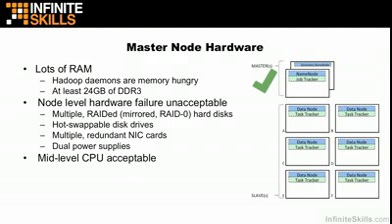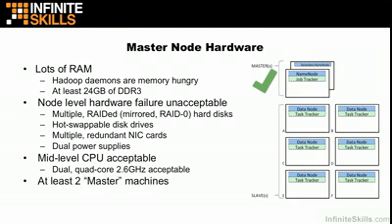Mid-level CPU is probably acceptable. They're not really CPU intensive, and you can get by with probably dual quad-core 2.6 gigahertz processors. You definitely want at least 2 master machines. This isn't required out of the gate, but highly recommended. We'll see why in other chapters.